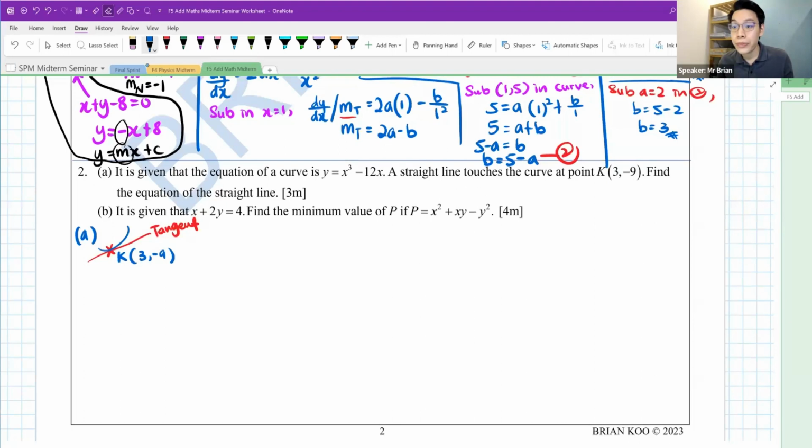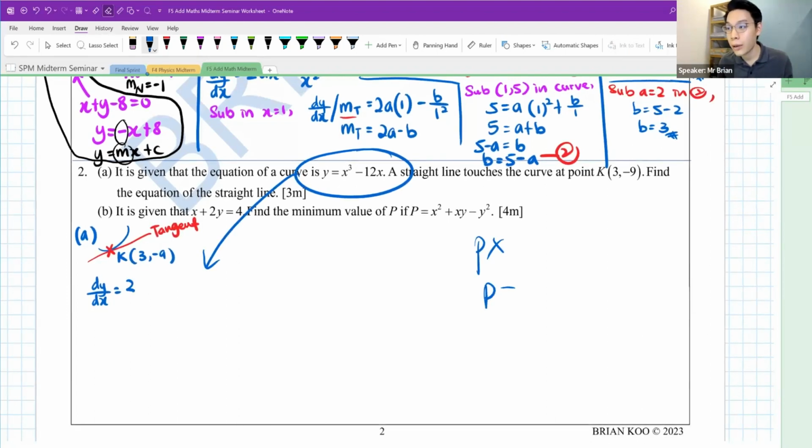Now we go and do dy dx. Don't know where to start, differentiate first. Same thing, power times power minus one. Differentiate negative 12x, same thing, power times power minus one. You get this.